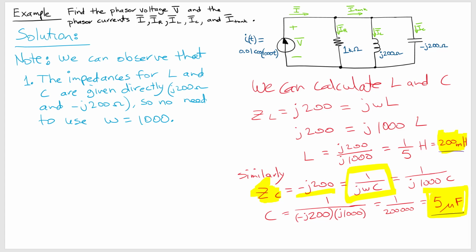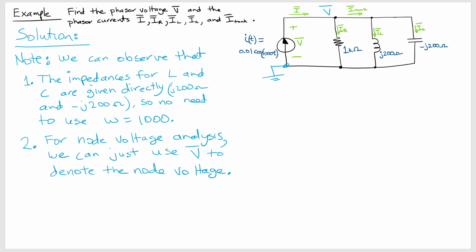Okay, so that's one thing we observed about the impedances, and another thing that we can observe is that if we're going to use node voltage analysis, we can just use the V here to denote the node voltage. Okay, this circuit is in parallel, so those two V's, the complex phasor or the phasor voltage, is the same in both those cases. Okay, so we can simplify our notation a little bit.